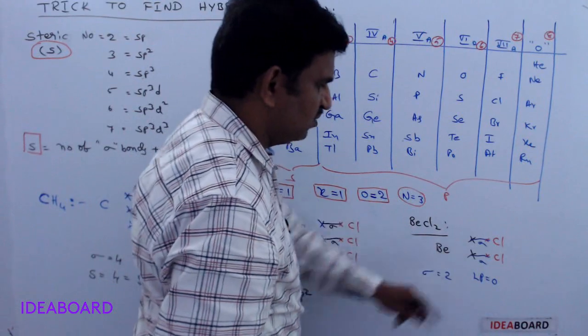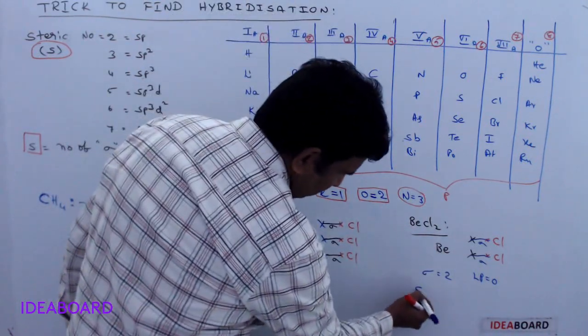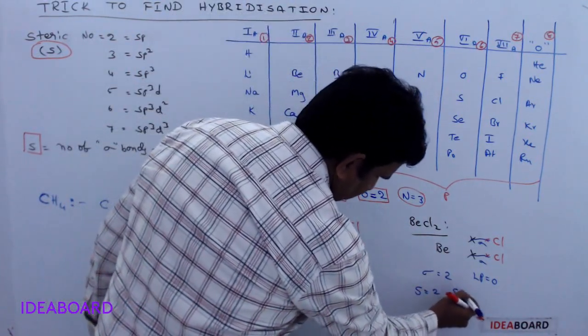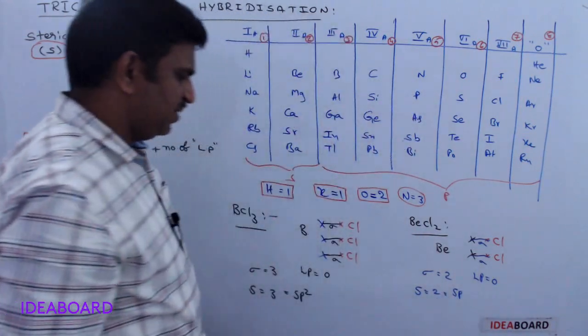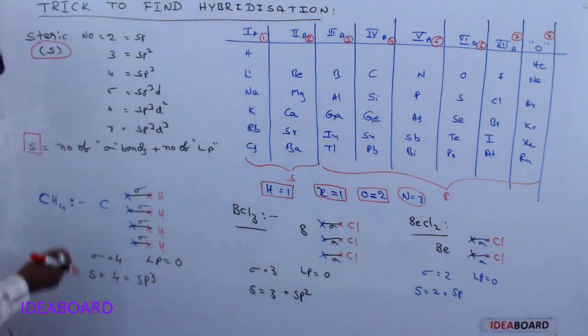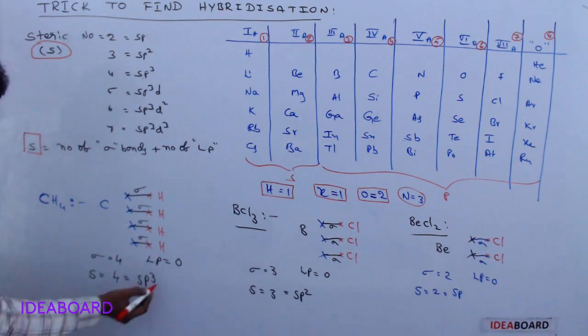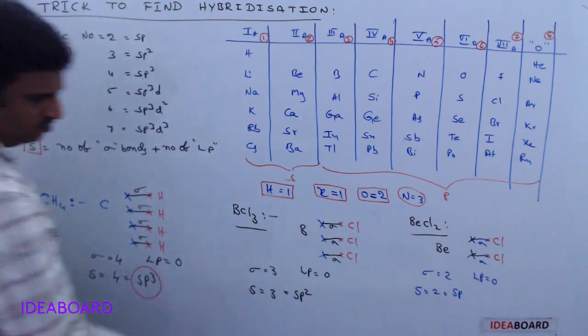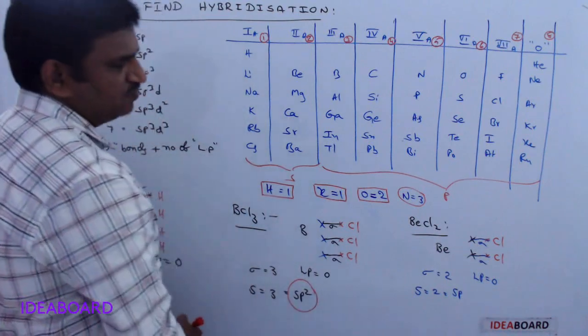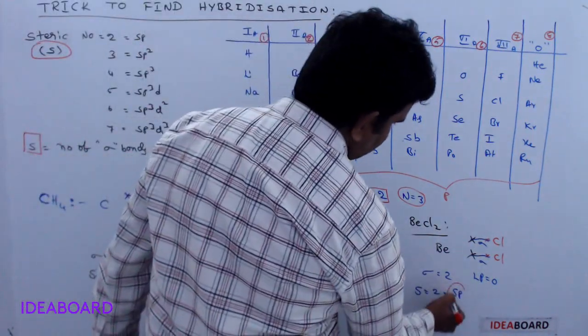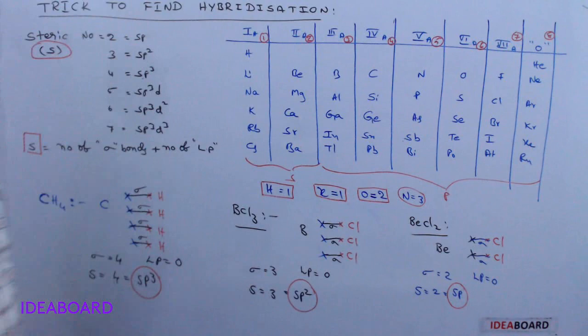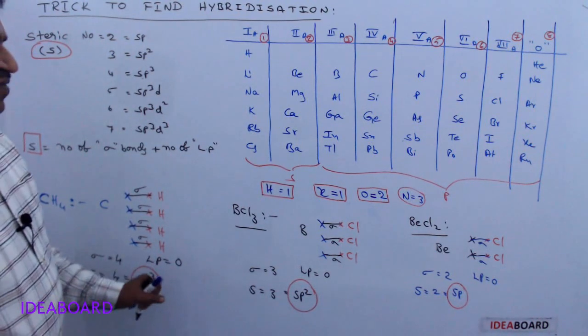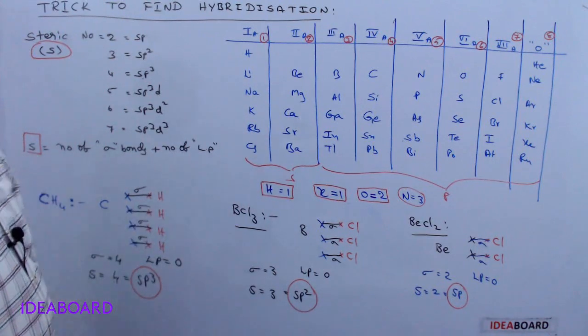Beryllium does not have any lone pair, and so the steric number is 2. So what is the hybridization? sp. Here carbon in CH4 has sp3 hybridization, boron in BCl3 has sp2 hybridization, and BeCl2 has sp hybridization. So this is the way to calculate the hybridization very easily. And in this, we can calculate the number of lone pairs and number of bond pairs also.